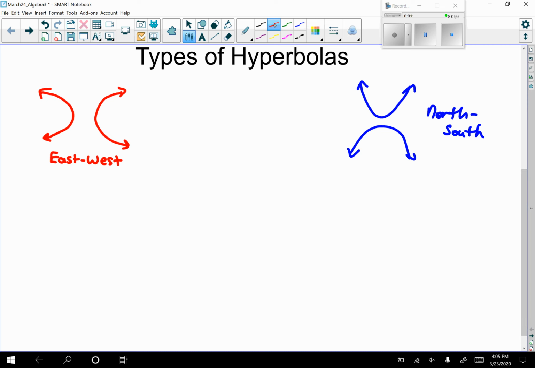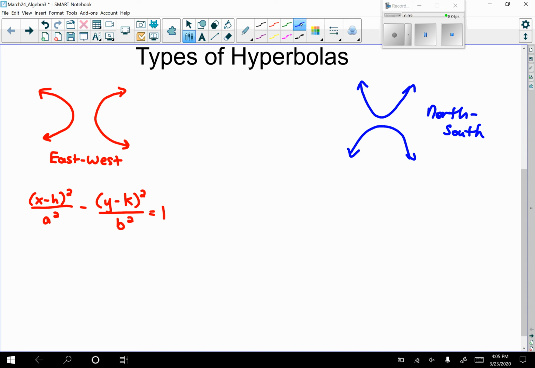So when we go to look at these, we're still going to have an x minus h squared over an a squared, but now instead of there being a plus sign in the middle, there's going to be a minus sign, and then we have y minus k squared over b squared, and it equals 1. So the only difference right now is going to be the minus sign.